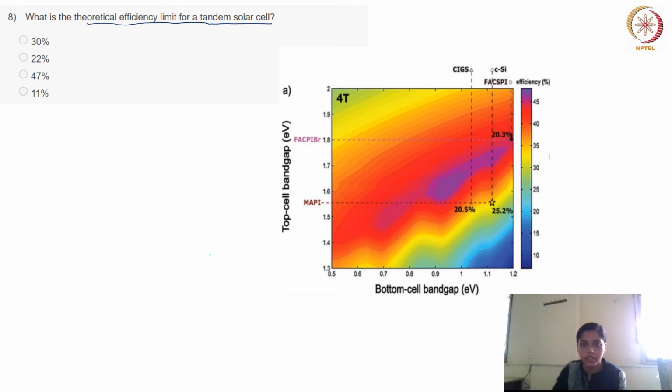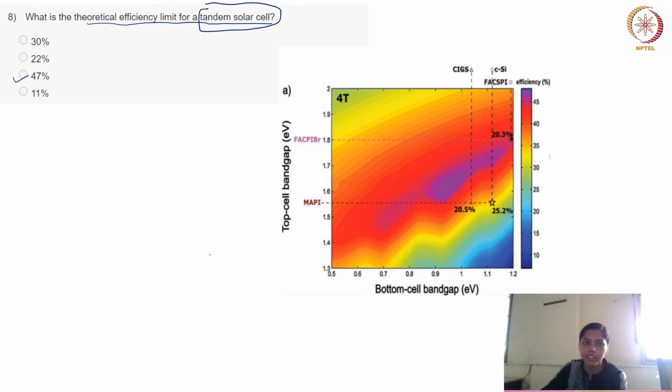Okay, so actually I am asking for this tandem solar cell configuration. So she is saying 22, which is option B. Others? Okay, so Naman is saying 47. Okay, so Naman, your answer is correct.